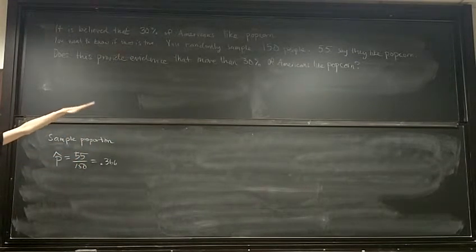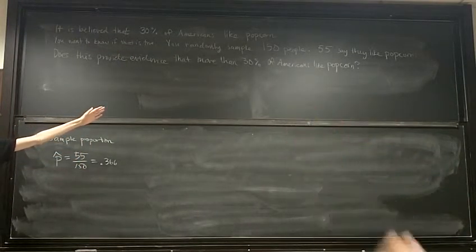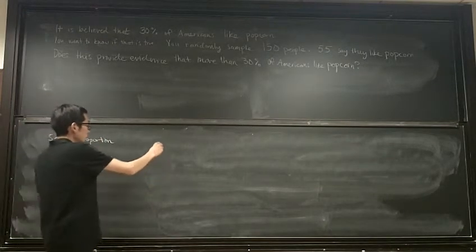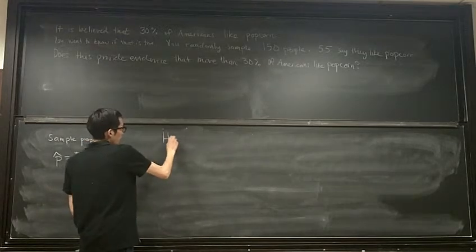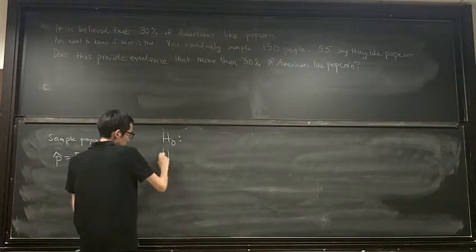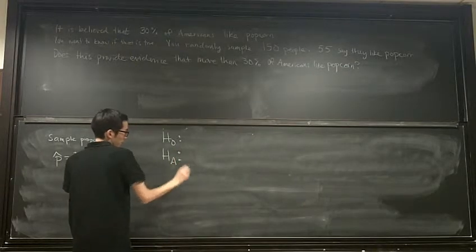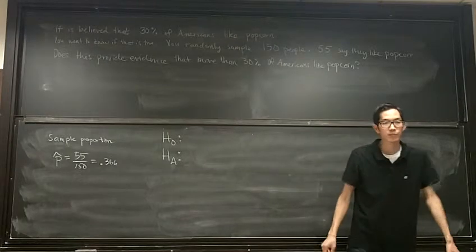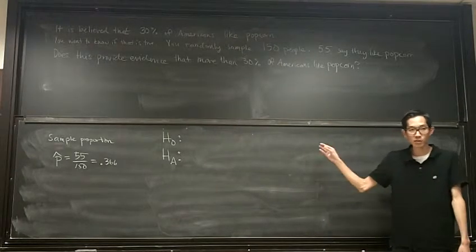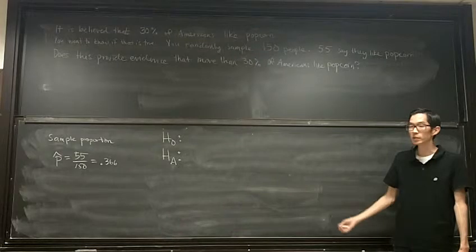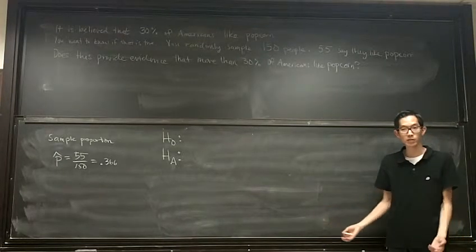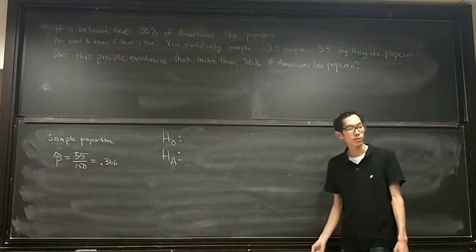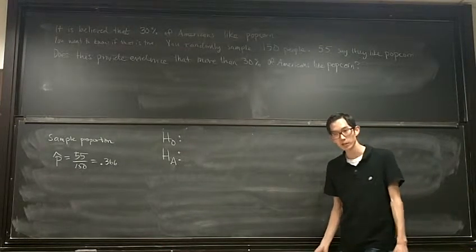So does this provide evidence that more than 30% of Americans like popcorn? Maybe, maybe not. We got to go through a hypothesis test. So I'm going to set up a null and an alternative hypothesis. What is my null hypothesis and what's my alternative? Remember, the null is what we default to, and we're trying to use evidence to support the alternative. The default is that 30% of Americans like popcorn.